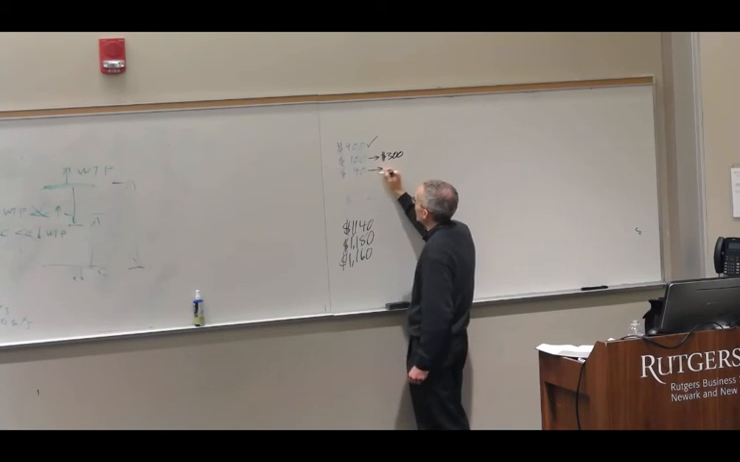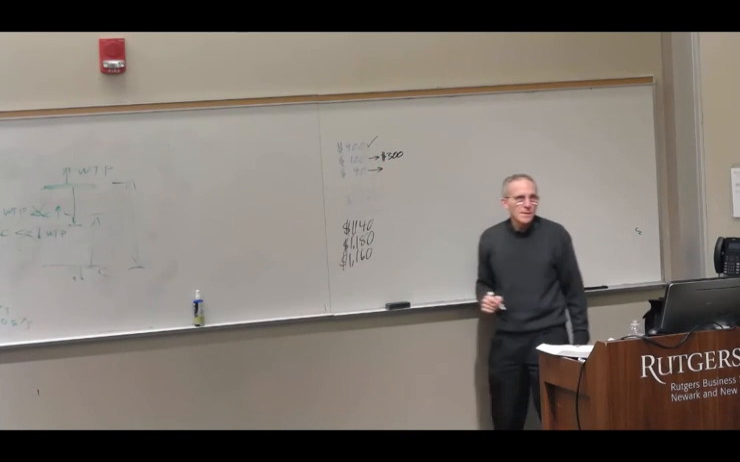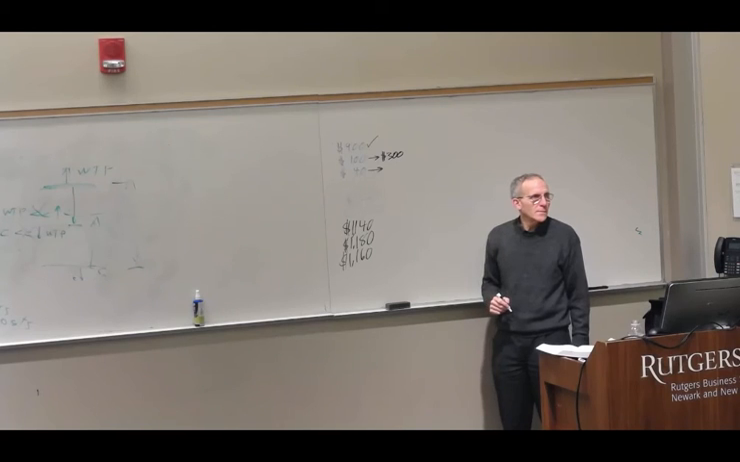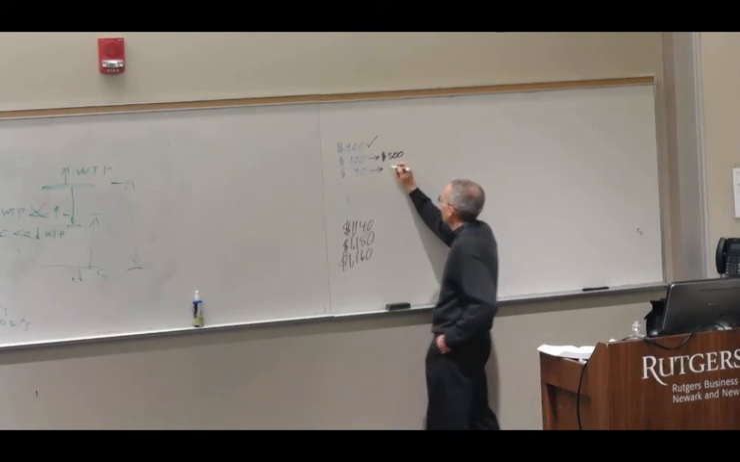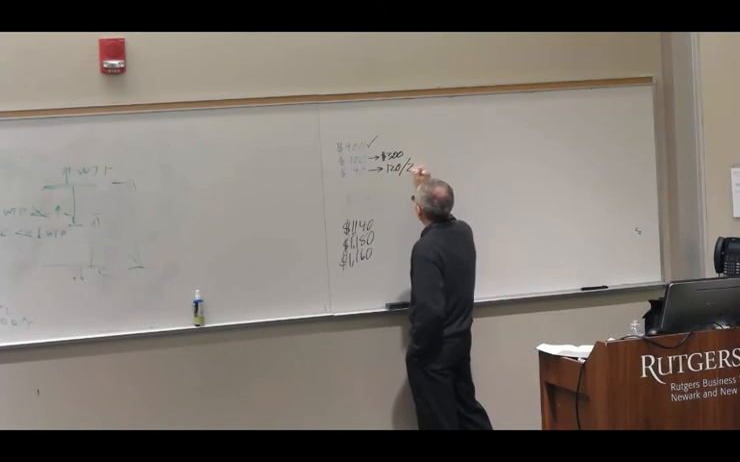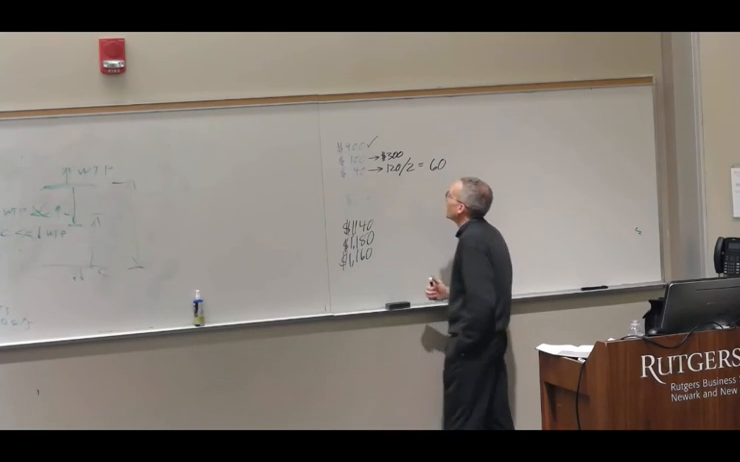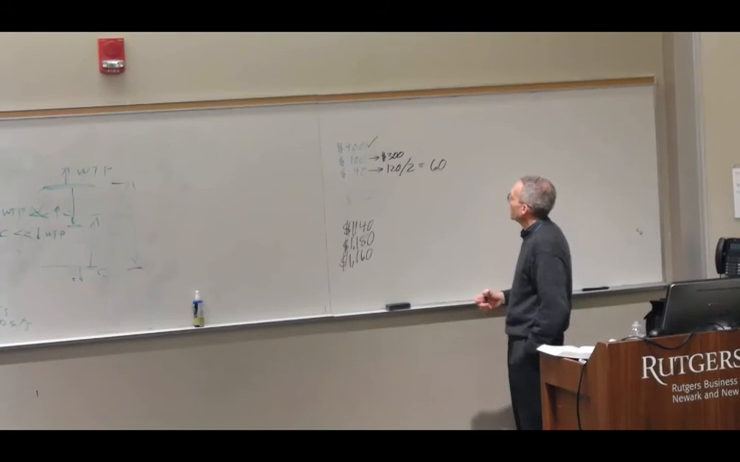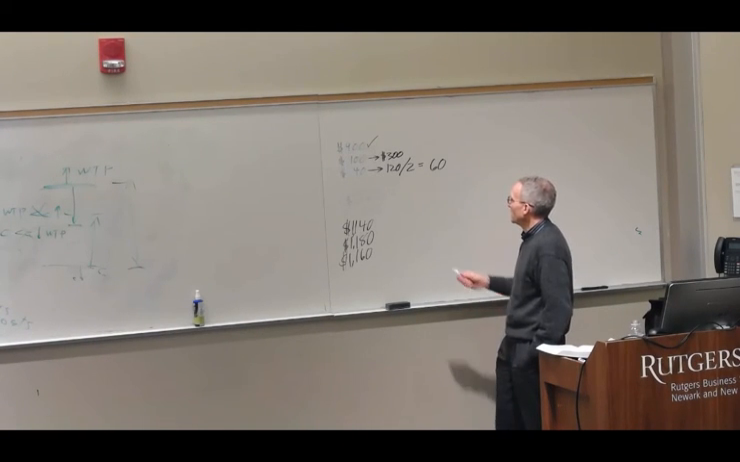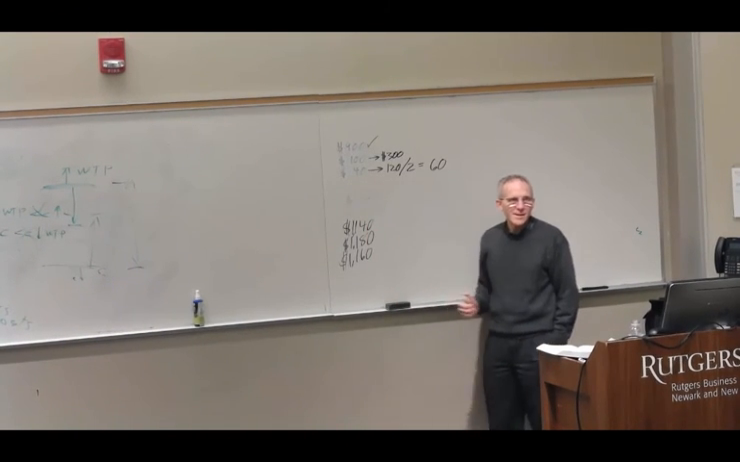And then meals? 50%. 60. For 3 days. 3 days. 120 divided by 2, right, is 60. So you could say 1,260. Did anyone get that? There we go. Got a winner.